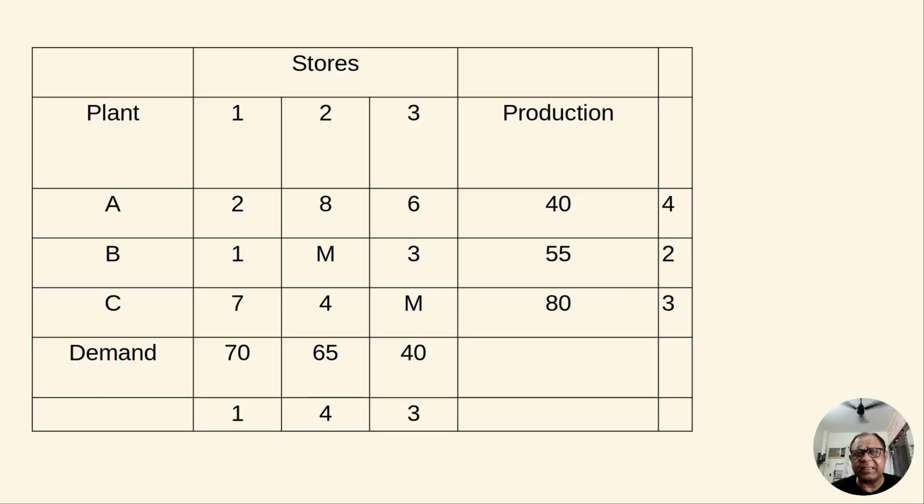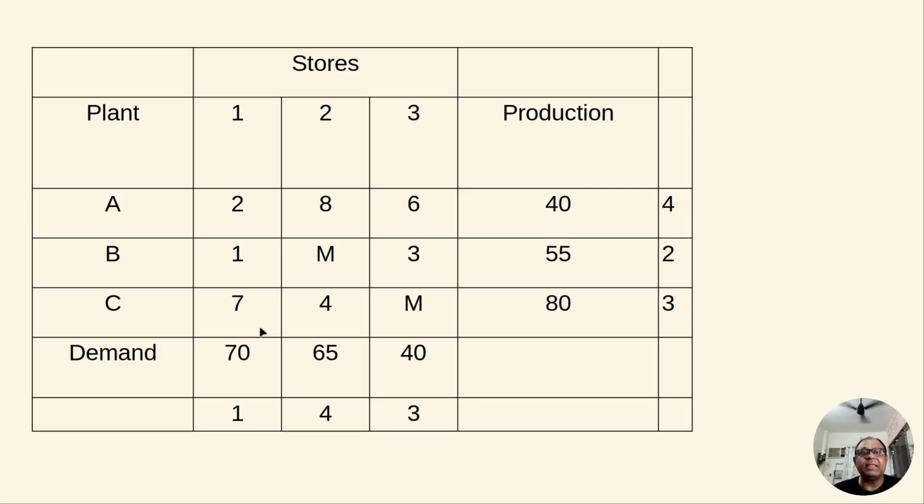Now, how are the penalties calculated? Most of you must be aware, but I'll just recap. The penalty in any row is the difference between the next highest cost, that is in row number 1 it is 6, and the lowest cost. So it's going to be 6 minus 2, that is 4.